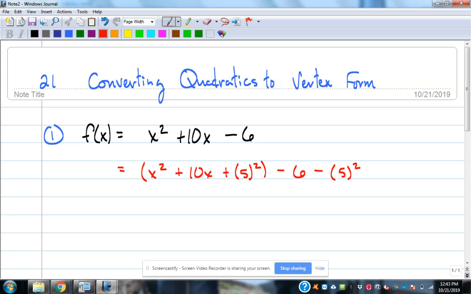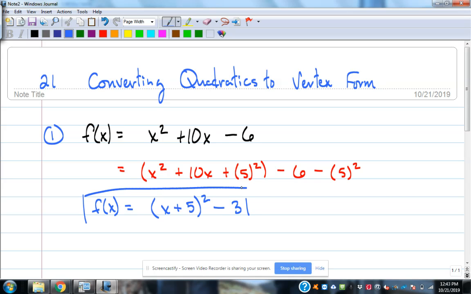What does it make this parentheses factor as? x plus half of b. And then all I've got to do now is work out this little arithmetic problem. -6 minus 5 squared. So -6 minus 25 would be -31. And there we have a quadratic in vertex form.